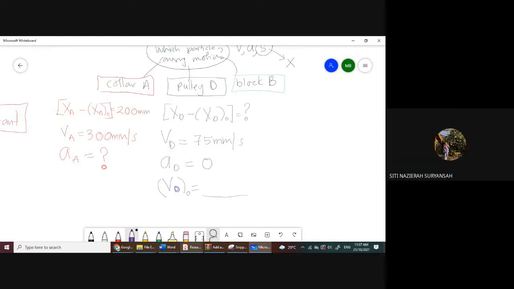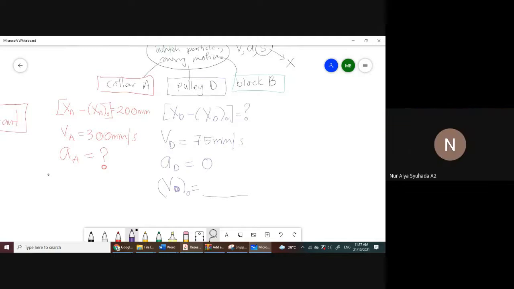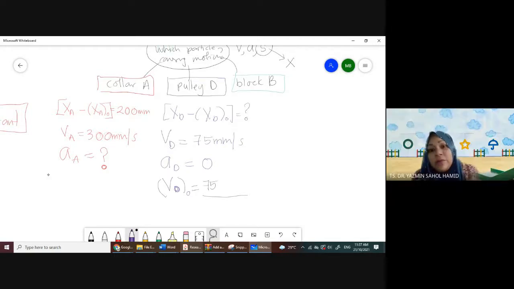Now, when the velocity is constant, what do you think the initial velocity would be? 75. Yes, 75 also. Okay, now going back here, since it says the velocity of collar A is 300 millimeter per second, what do you think VA naught will be? Zero. Yes, okay, right, it's okay, don't worry.